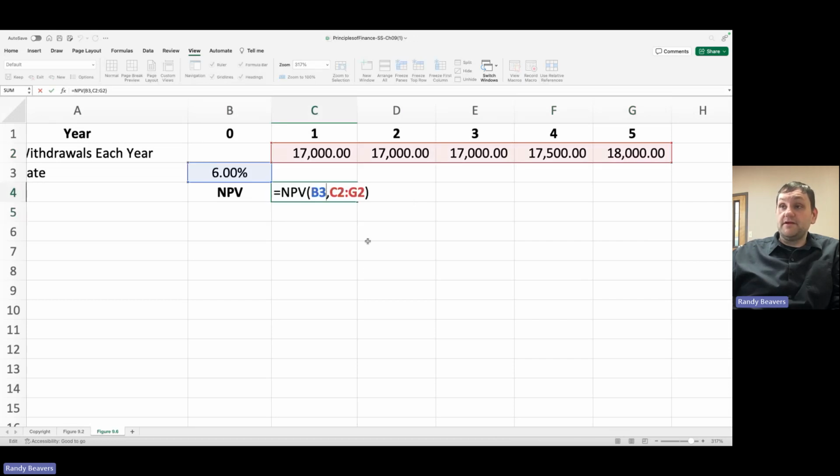So we use the net present value function to solve that equation. As you see here, where B3 is the interest rate and C2 to G2, those are your cash flows. And note, anything that's in year 0, which in this case is 0, would need to go on the outside of the function.